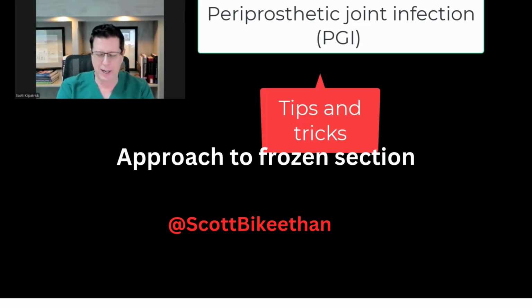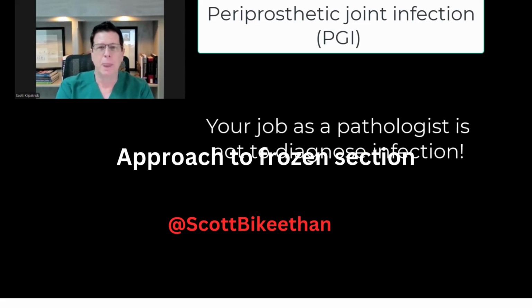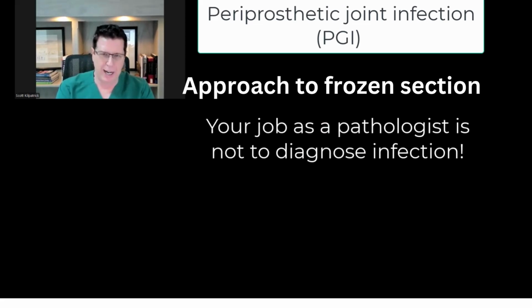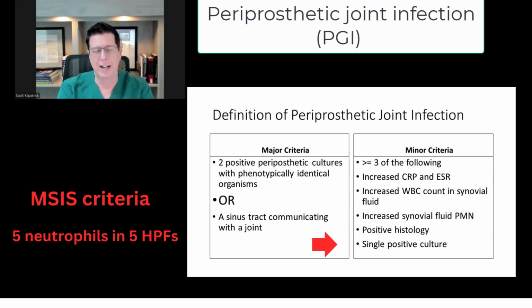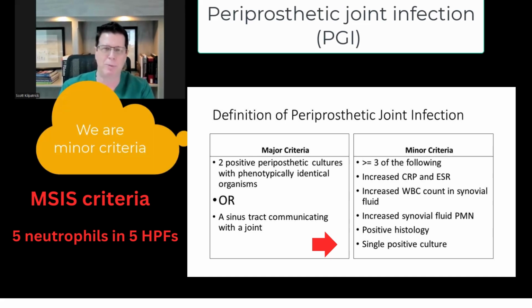So first of all, I always tell people that your role as a pathologist is not to diagnose infection. If you think about how PJI, periprosthetic joint infection, gets utilized, and I'm thinking more along the lines of the MSIS criteria, where we have major criteria like a sinus tract or two positive cultures of identical organisms, our role to identify the histology that suggests this infection is a minor criteria. A minor criteria along with elevated CRP and ESR. We don't establish infection. We provide a piece of the puzzle.